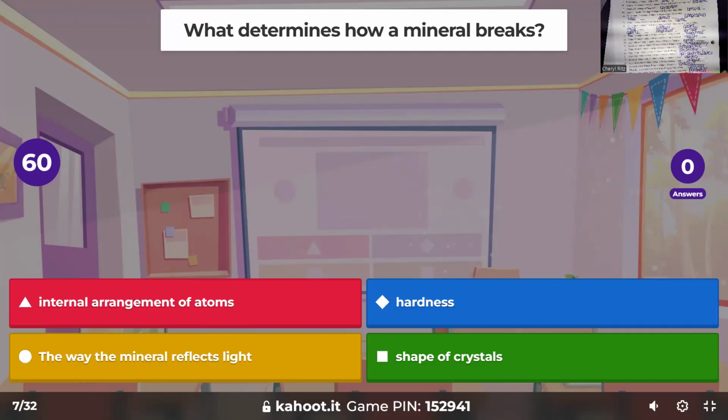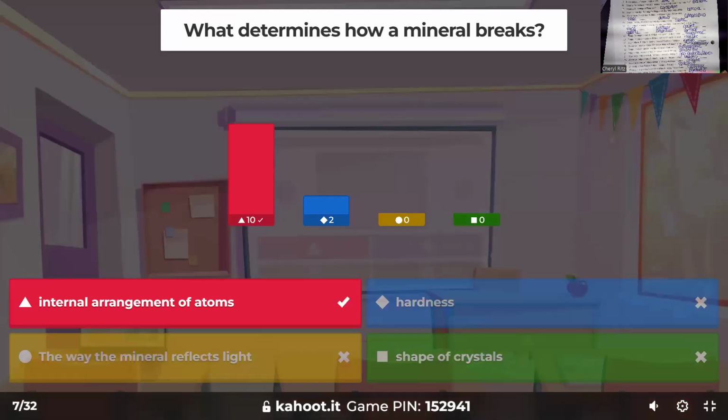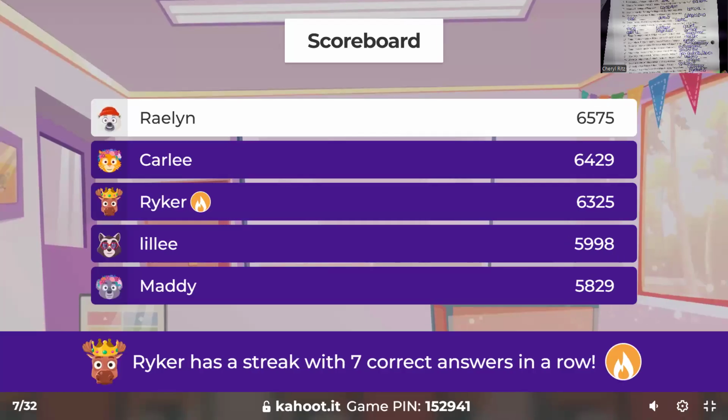What determines how a mineral breaks? This is on the test. Okay, this is the internal arrangement of atoms. Hardness is how easily scratched it can be. This, by the way, was describing cleavage or fracture, but it didn't ask cleavage or fracture. It said what figures it out. It's the internal arrangement of atoms.